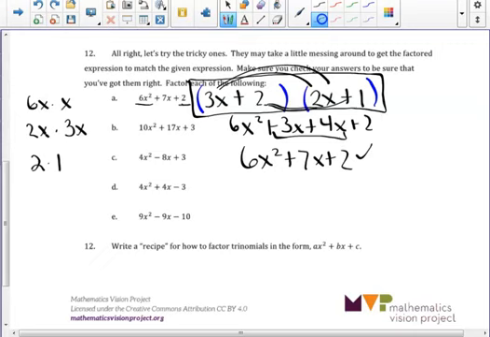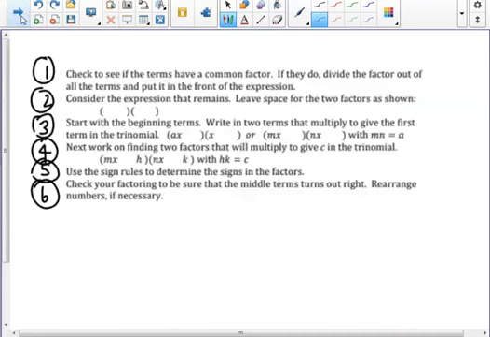We were asked to write a recipe for how to factor trinomials where a was not 1. We wrote down some steps. In the first step, you want to check to see if the terms have a common factor. For example, think about our diagrams. If there were more than one of the same rectangle, we had to draw it more than once. So the first step will be to take out that common factor. You will divide that common factor by all of the terms.